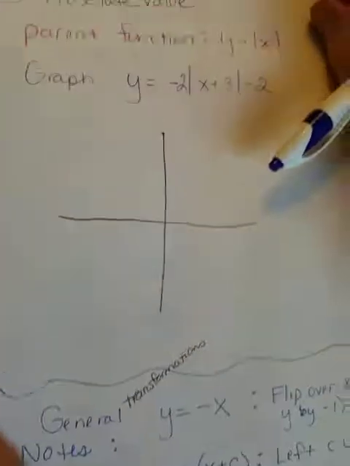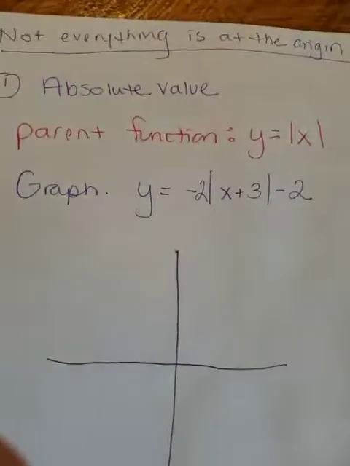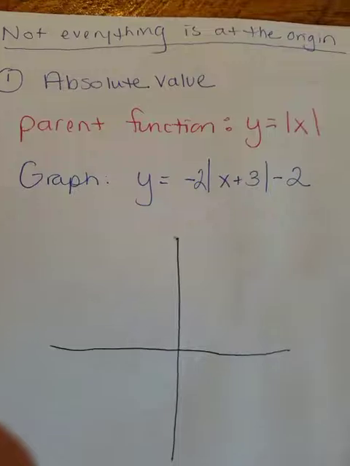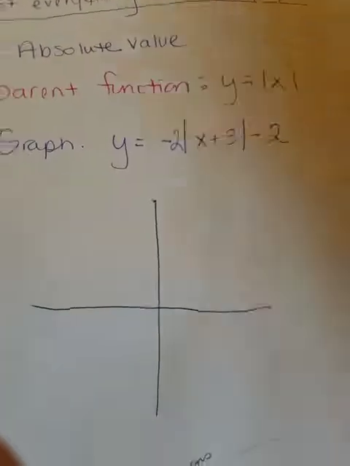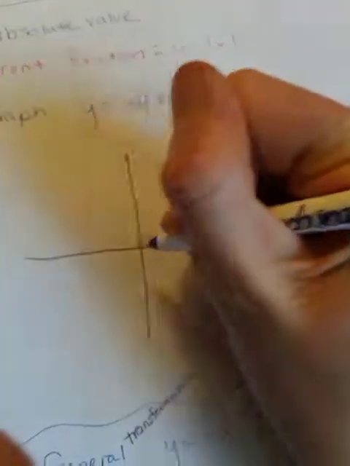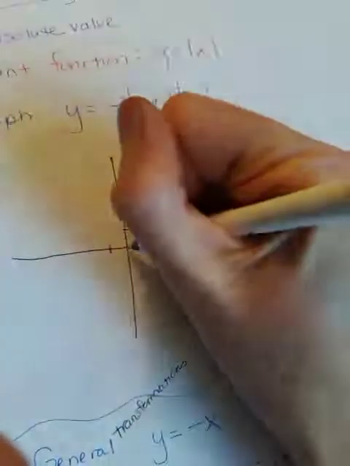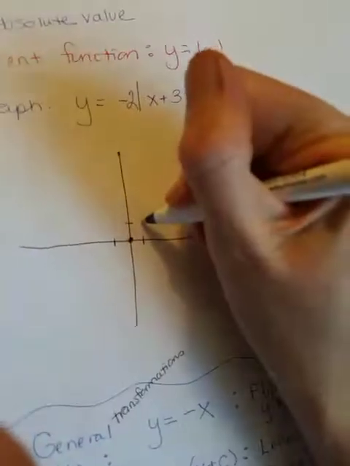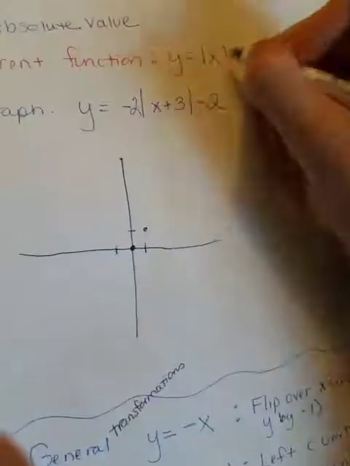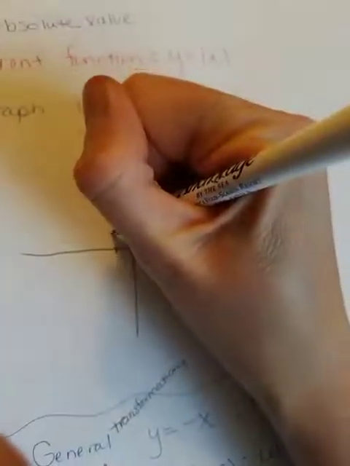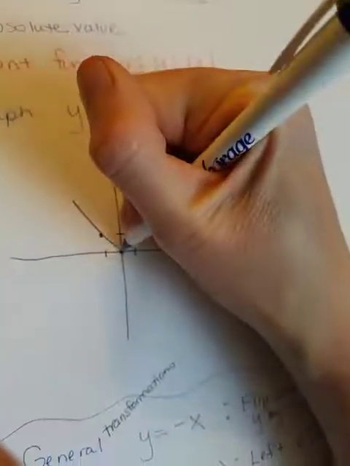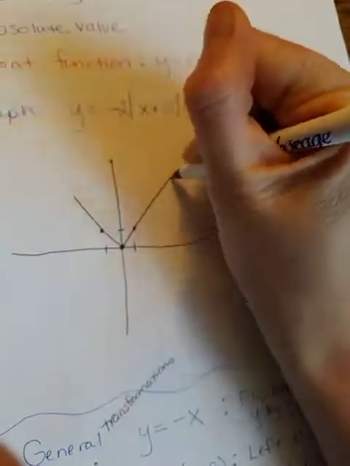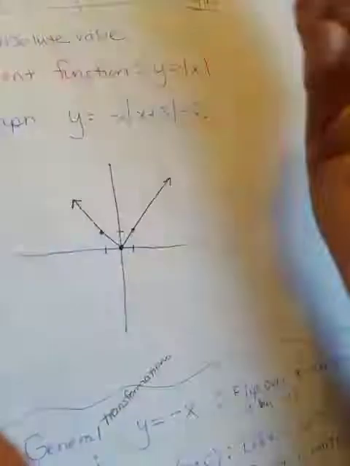All right, so you might be really confused because we haven't even done anything yet. So back to what's going on here. Our parent function is y equals the absolute value of x. And I don't want to remind you about what that looks like. You have the points 0, 0, 1, 1, because the absolute value of 1 is 1, and negative 1, 1, because the absolute value of negative 1 is 1. This is the one that looks like a V. Remember, absolute value, we said, is V.